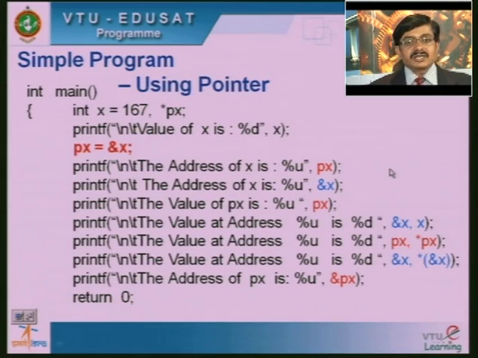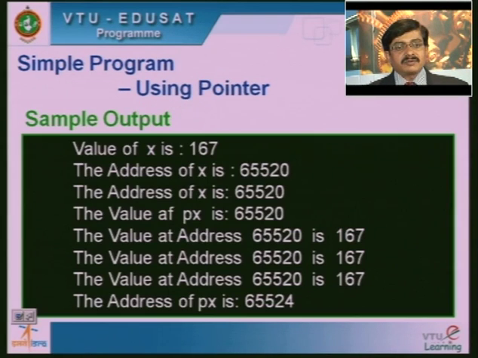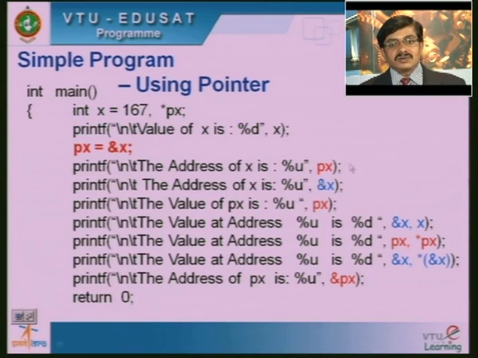Now, if I have this particular program, the sample output will be like this: the value of x is 167, and the address of x is 65,520, some larger value that gives the memory location where x is stored. Similarly, I am printing the address of x in different ways there. Then the value at address 65,520 is 167. Similarly here, the value at address 65,520 is 167. These are the various data which I am printing, using px and star px, ampersand x and star of ampersand x. Finally, I am printing the address of px is %u, comma, ampersand px.